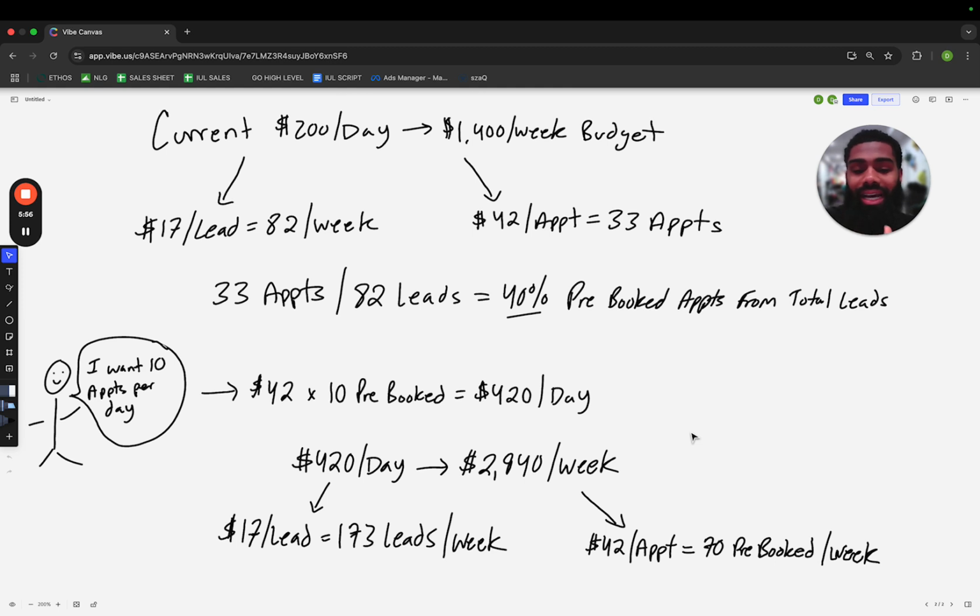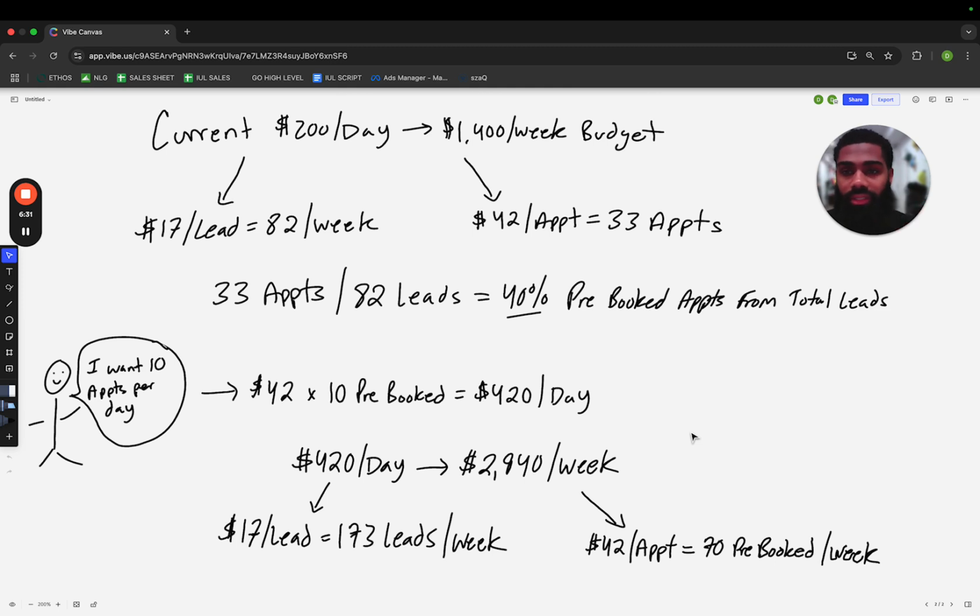So at $2,940 per week, assuming the average lead cost remains $17 per lead, we do $2,940 per week divided by $17 per lead, meaning that at that budget, 173 leads are being generated per week going straight into his CRM system. So he'll have access to 173 leads per week, which is a ton, for $3,000.